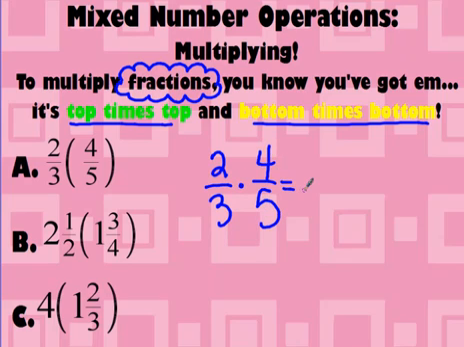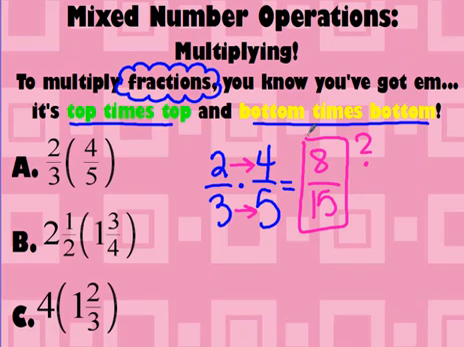So to multiply fractions, you know you've got them. It's top times top, so 2 times 4, which is 8, and bottom times bottom, so 3 times 5, which is 15. So the biggest thing you have to do is check, is it simplified? And let's see, 8 and 15, nothing that I can divide 8 and 15 both by. It's not improper. The numerator is smaller than the denominator, so our actual final answer for number 1 would be 8/15. Same situation as we get to B and C, so we're going to go over that as well.